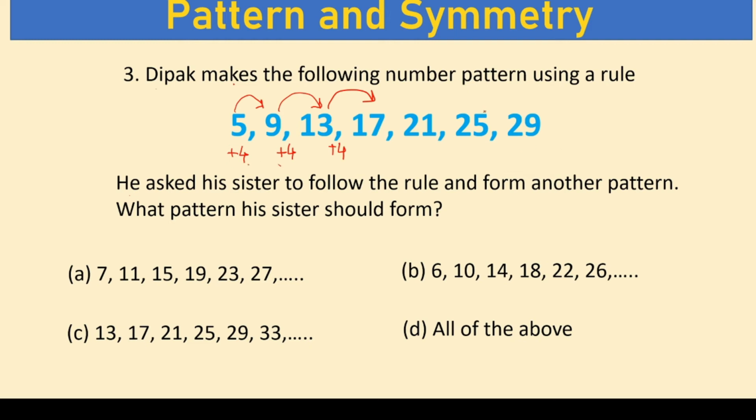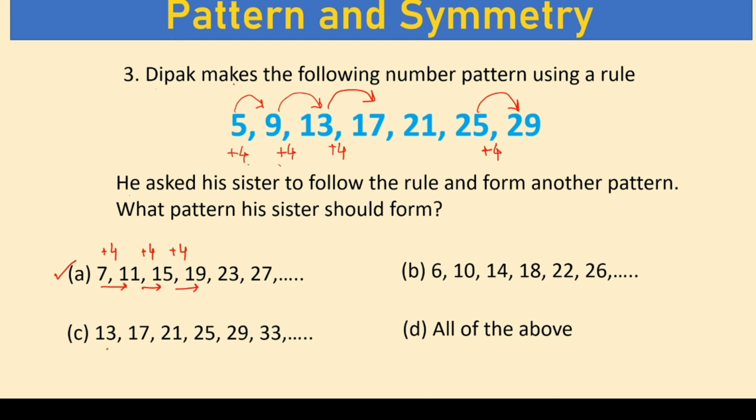Let's try the last one also. From 25 to 29, if you add 4 to 25, you will get 29. So based on this, we need to match the other pattern where the jump is also 4. Let's see 7. Now 7 plus 4 is 11. 11 plus 4 is 15. 15 plus 4 is 19. So this is one of the options.